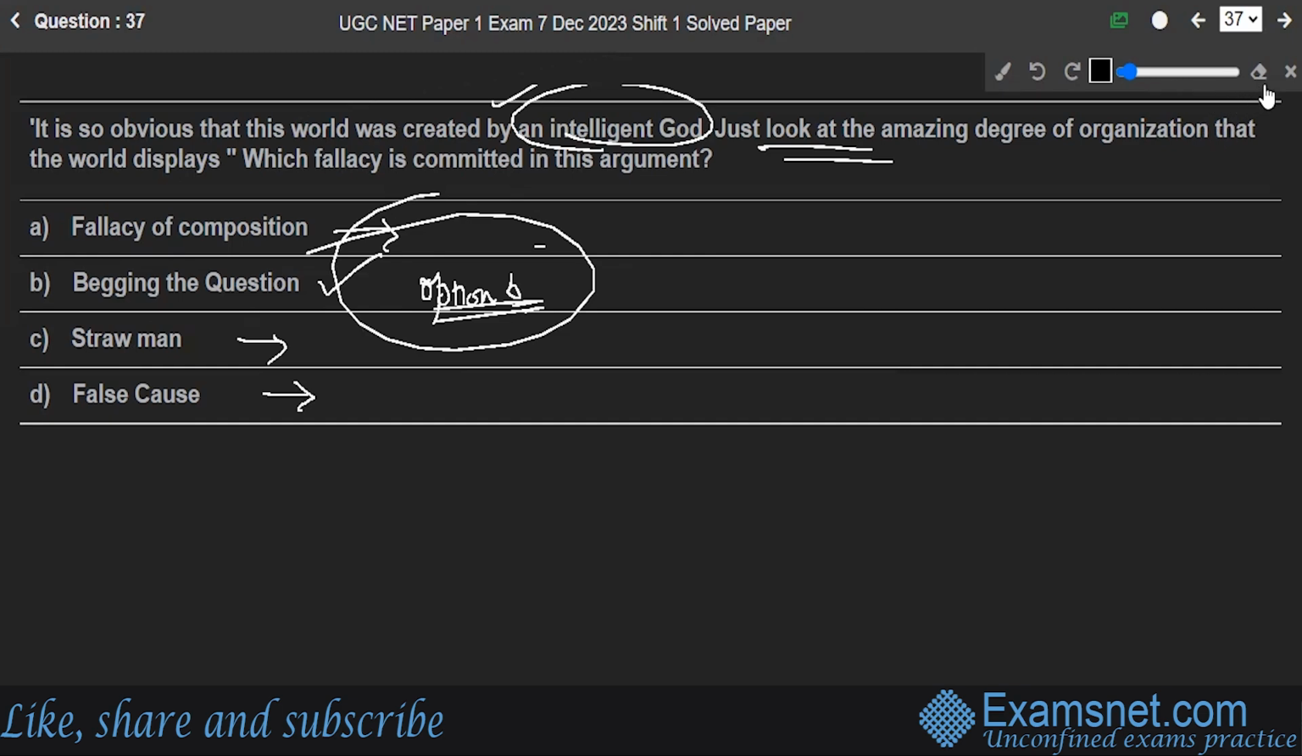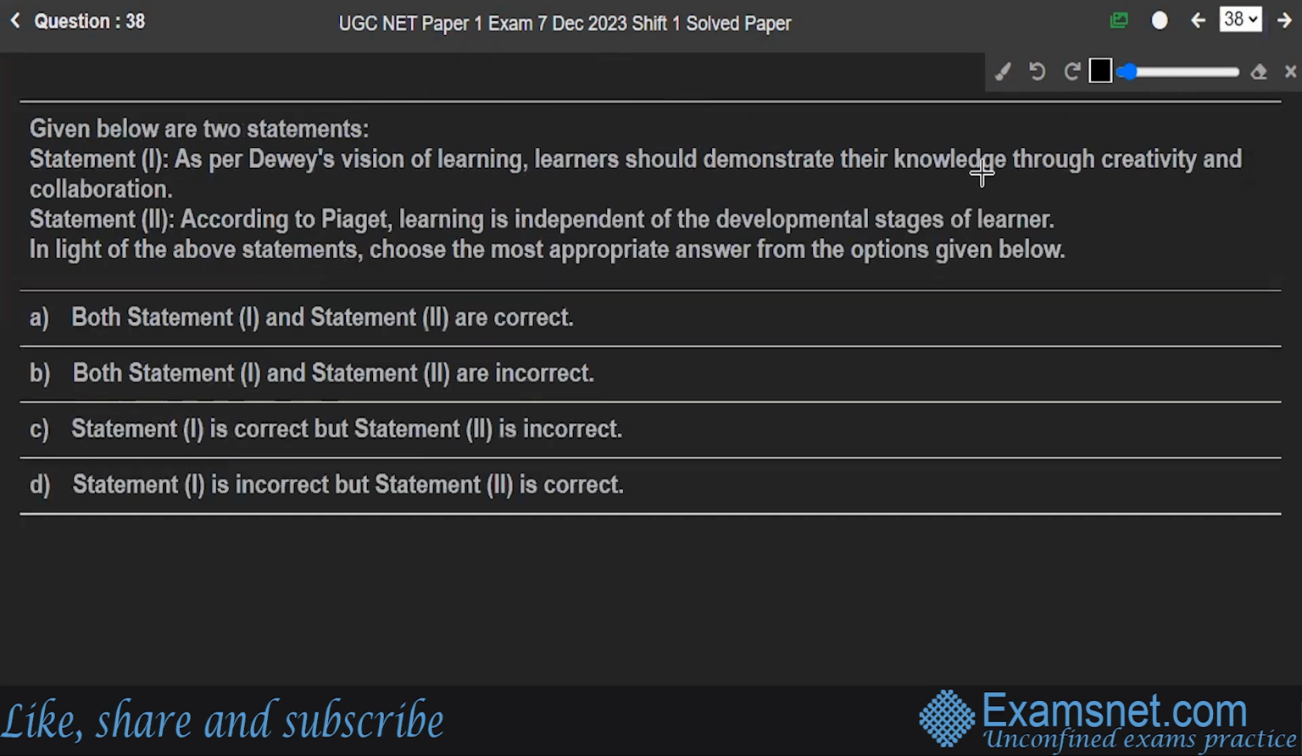Hope you got that. Next is 38th question. Again, two statements. First one says, as per Dewey's vision of learning, learners should demonstrate their knowledge through creativity and collaboration. This is right. He believed that learning is an active and social process. Learners learn the best by doing and by interacting with others. So this statement is right.